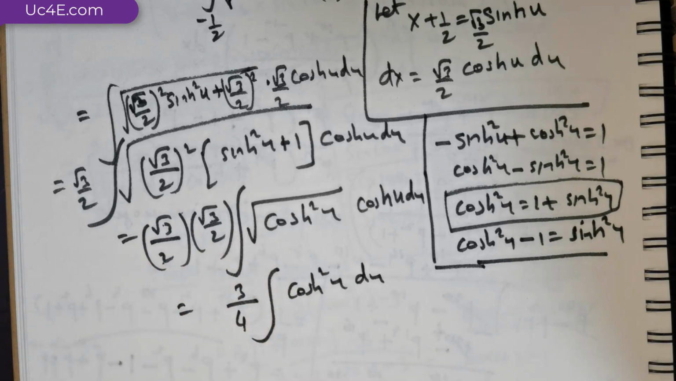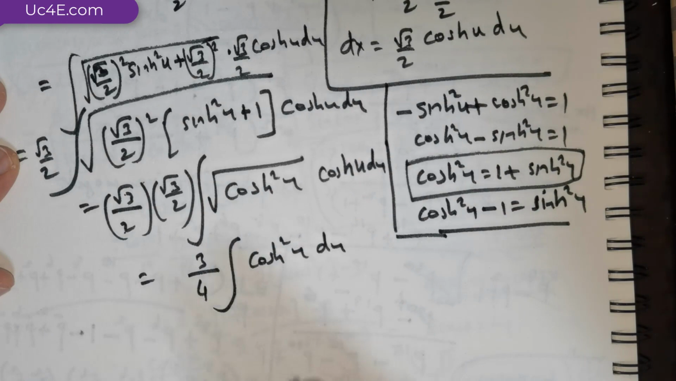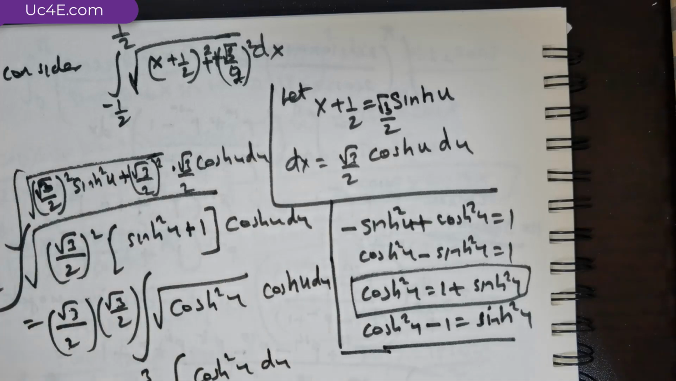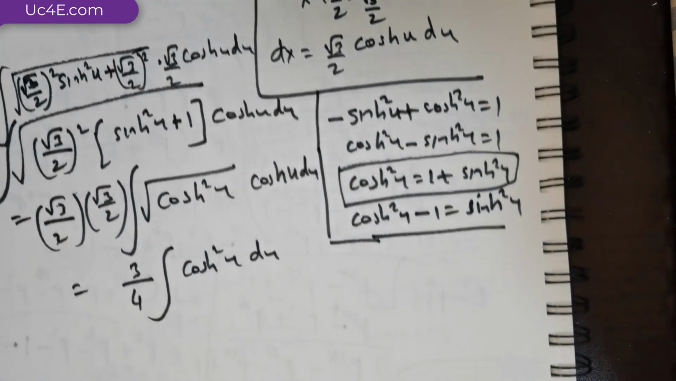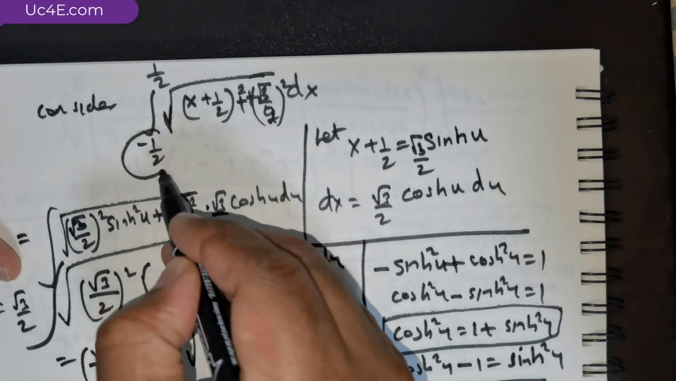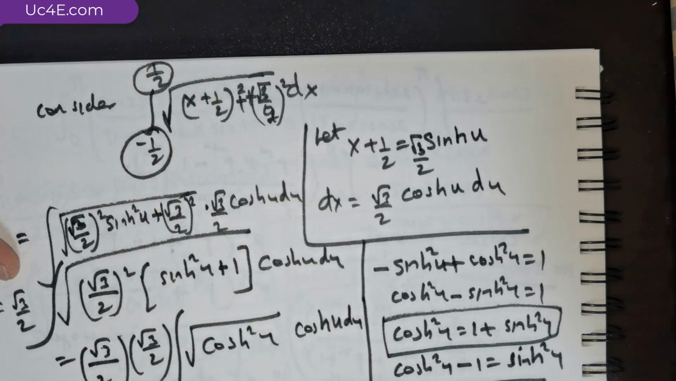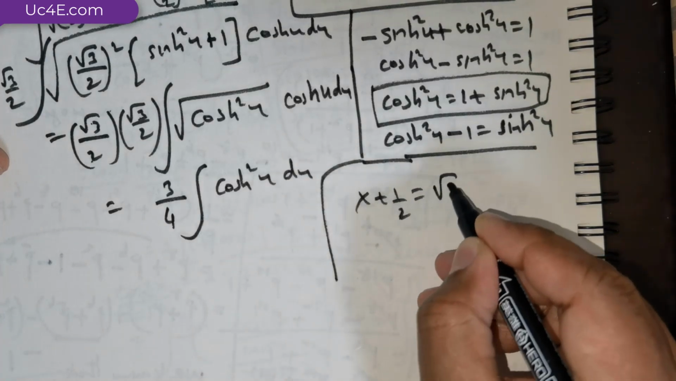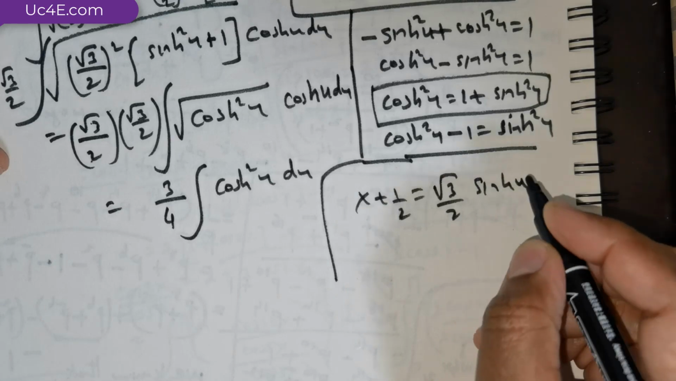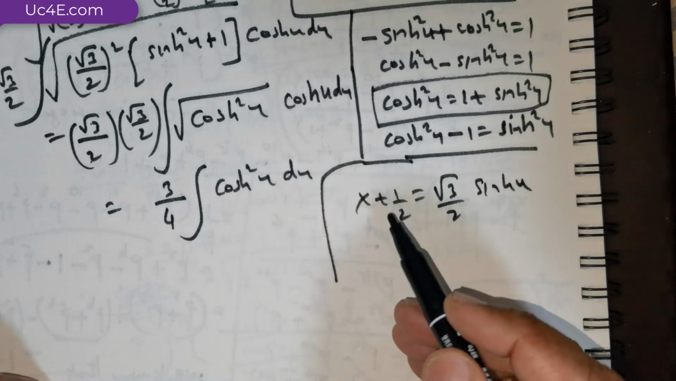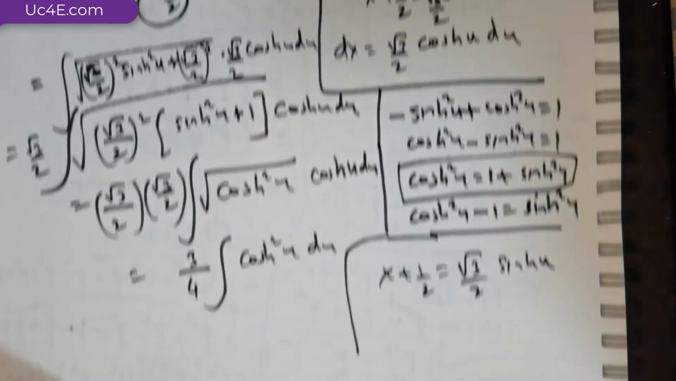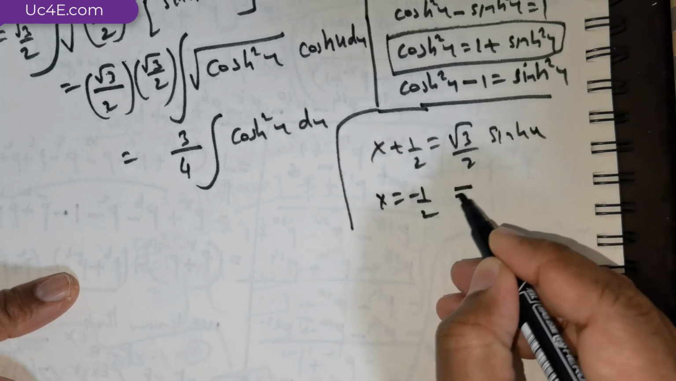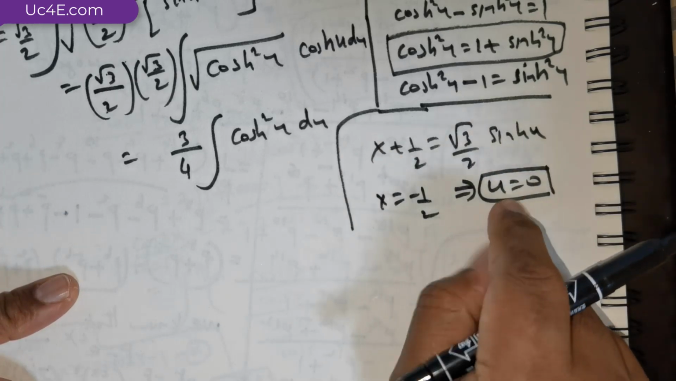Now the question comes, we need to set up the limits. That's very important because this is fine. Now going back to the substitution, x plus 1 over 2 is equal to root 3 over 2 sinh u. Now let me just show you the limits. x takes negative 1 over 2 and positive 1 over 2. These are the two values x takes. For the lower limit, negative 1 over 2, when x is equal to negative 1 over 2, this entire thing becomes 0. This means u is equal to 0. We got to find it for u.